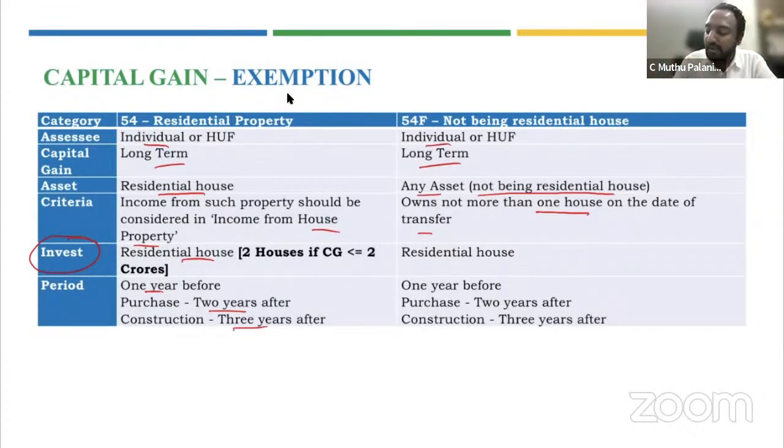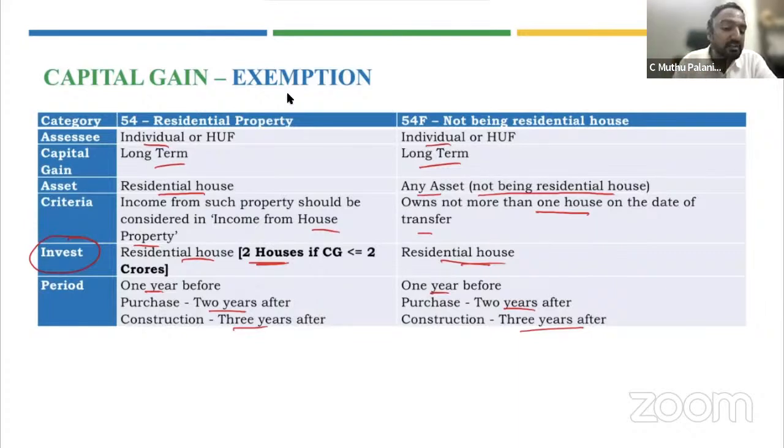And what should I buy? I should buy another residential house only, 1 year before or 2 years after, or 3 years after for construction. One more thing that you need to understand is if it is section 54, I can also buy 2 houses instead of one house, if my long-term capital gain is less than or equal to 2 crores. So I can buy 2 houses in such cases. If it's more than 2 crore, I don't have this benefit.